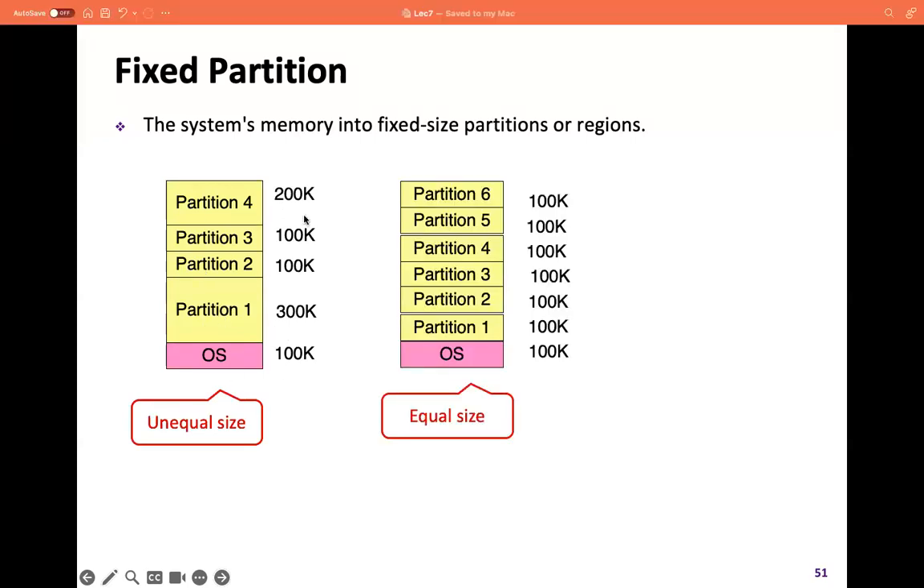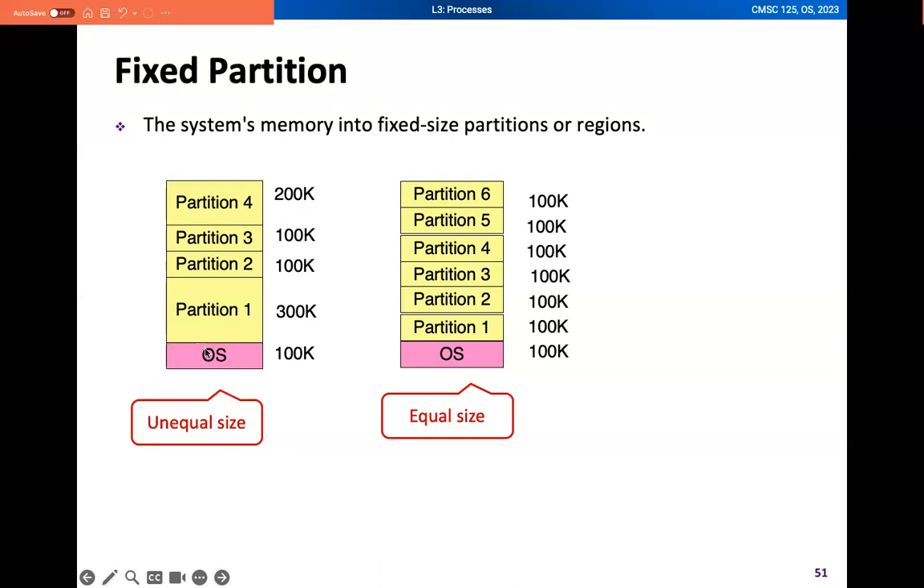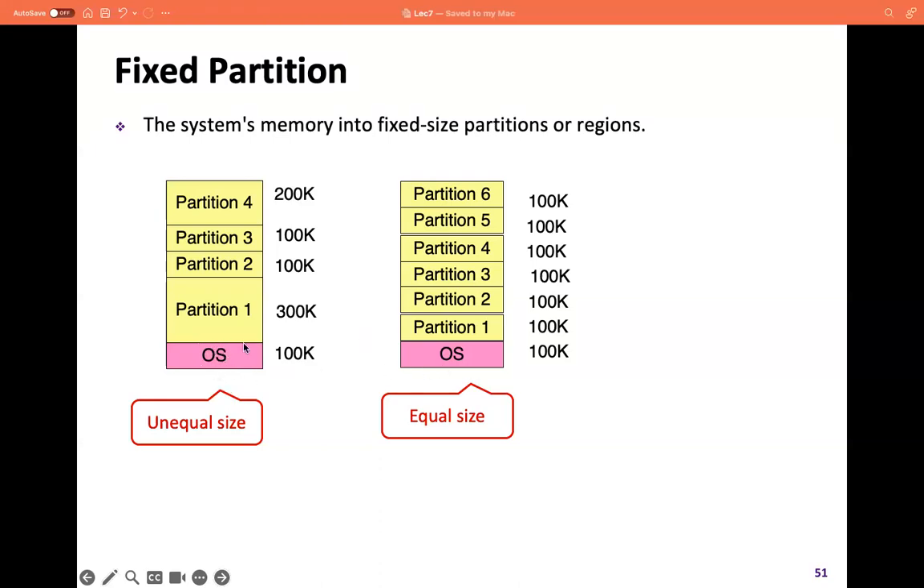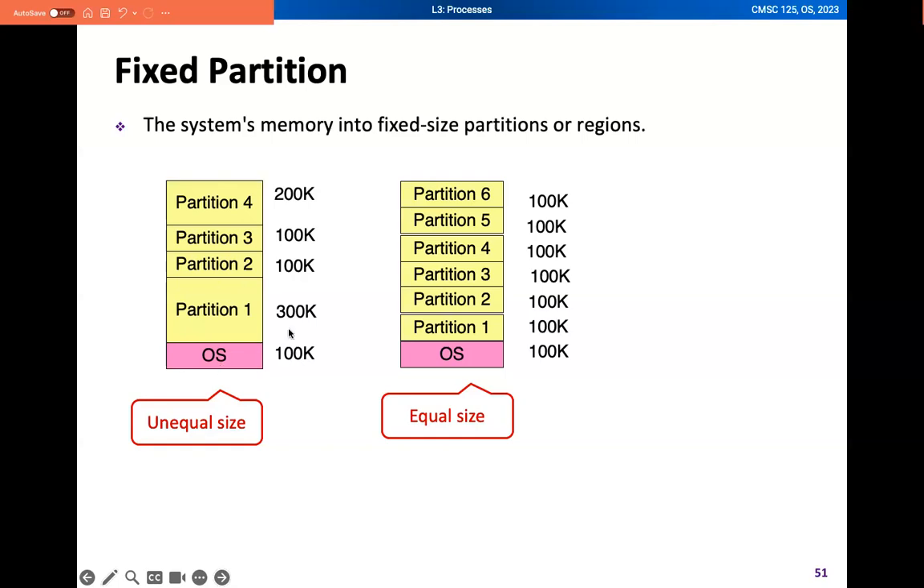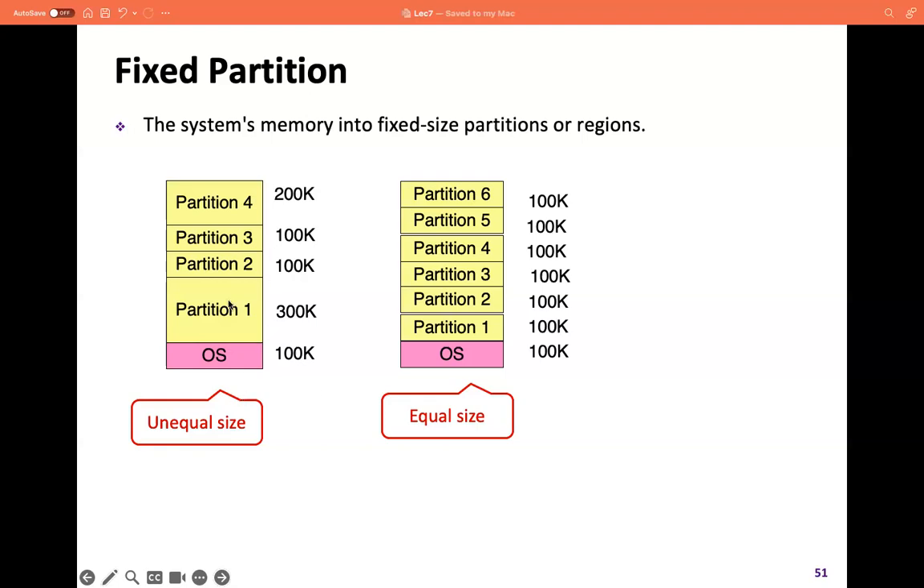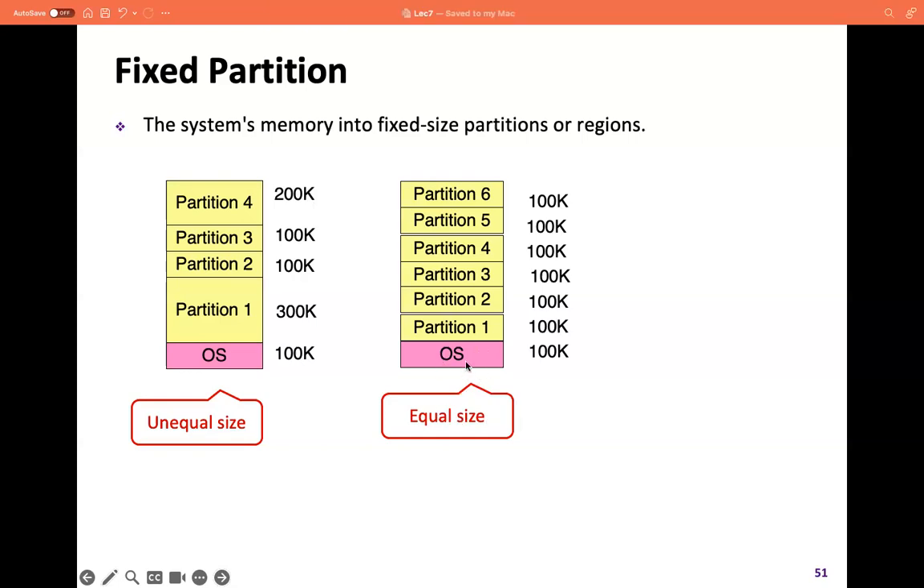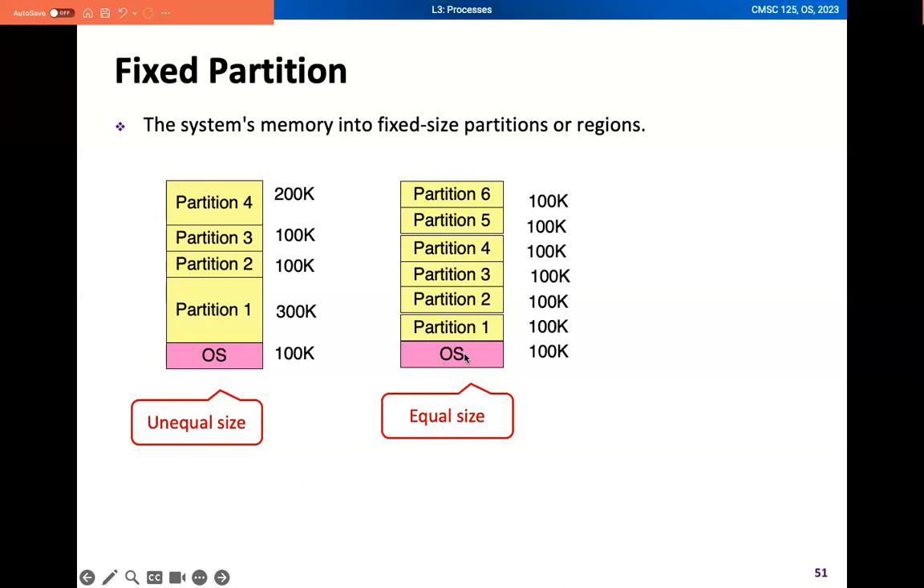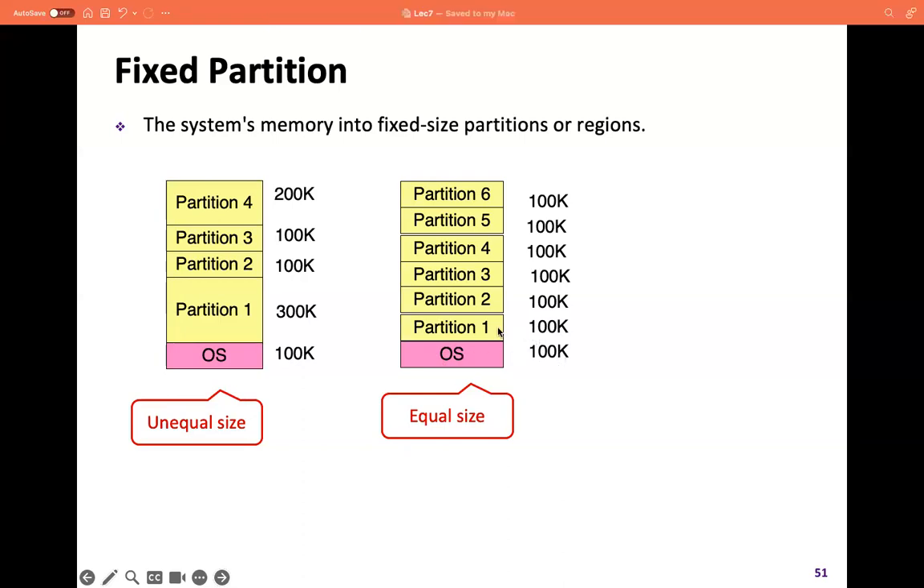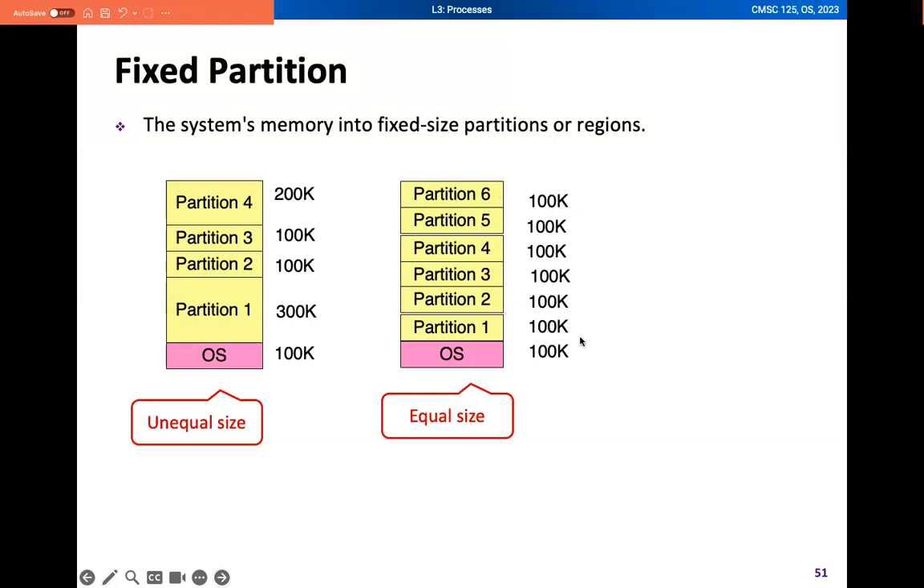In the first illustration here, you can see a sample illustration of the main memory. And we have to allocate a space for the OS, as you can see in both of the illustrations. In this first diagram, it is divided into 4 partitions of unequal size. Partition 1 is 300K, 2 and 3 are 100K, and partition 4 is 200K. But we can also partition it with an equal size. Of course, we still have to have a space allocated for the OS. And as you can see, partitions 1 to 6 are all 100K. They have identical sizes.